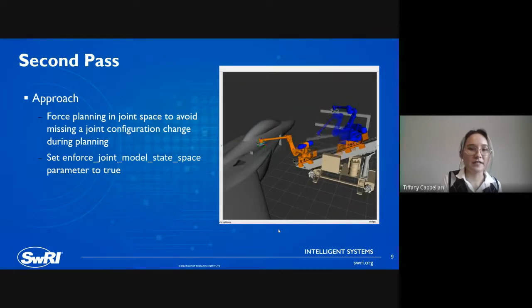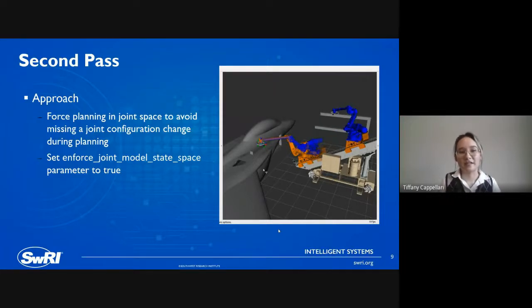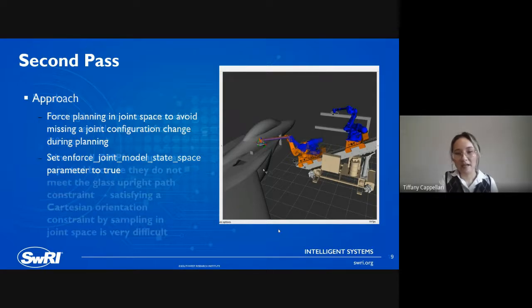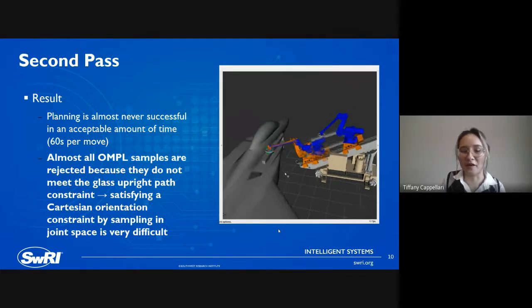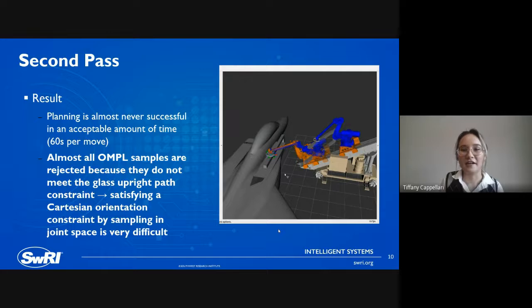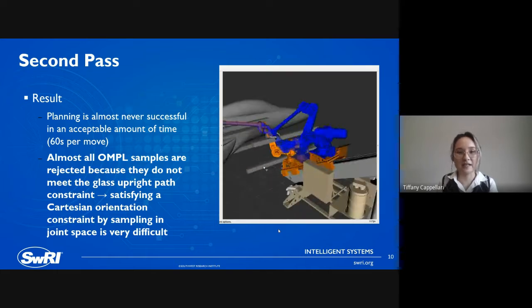So we moved on to a second approach in which we tried using force planning in joint space in order to avoid missing these joint configuration changes that would happen during planning. Unfortunately, while this did work better, planning always took much longer. So it was never planned in an acceptable amount of time for us. It would always take more than a minute.